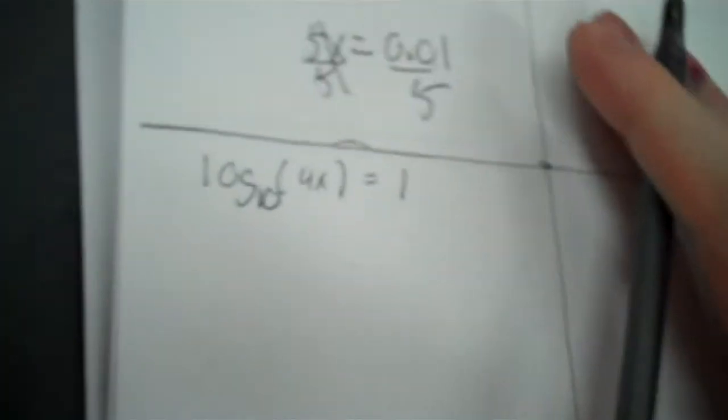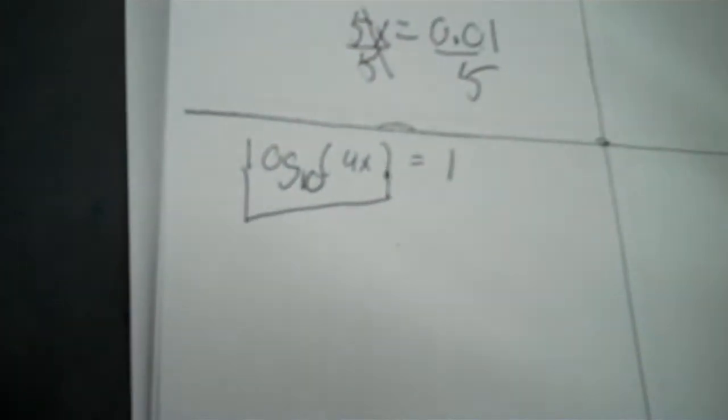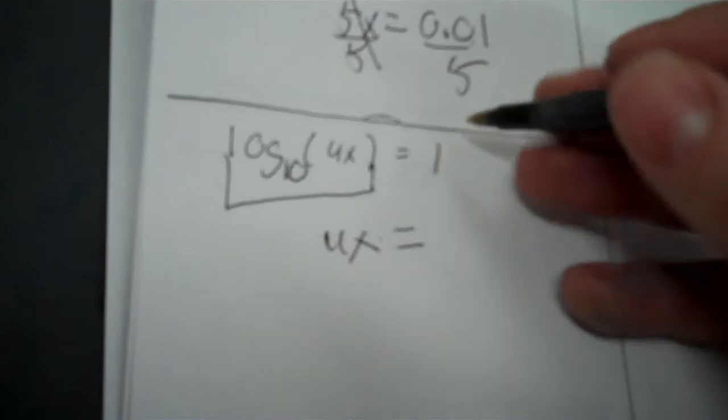Okay, next problem. Base 10. The log's isolated, so I rewrite it. 4x, and then over here we're going to have 10 to the first power. The base, and then that's the exponent. A log's always equal to an exponent. So 4x equals 10 divided by 4. That's 2.5.